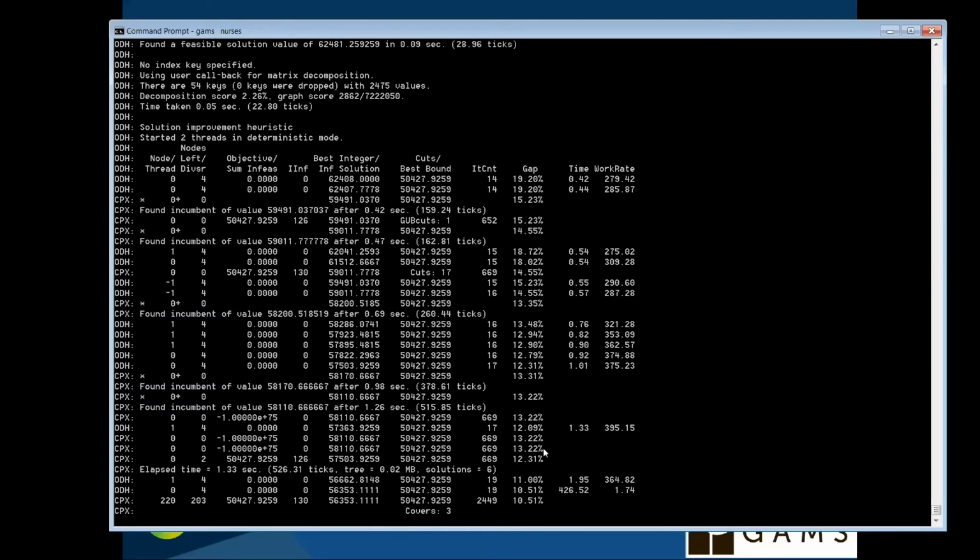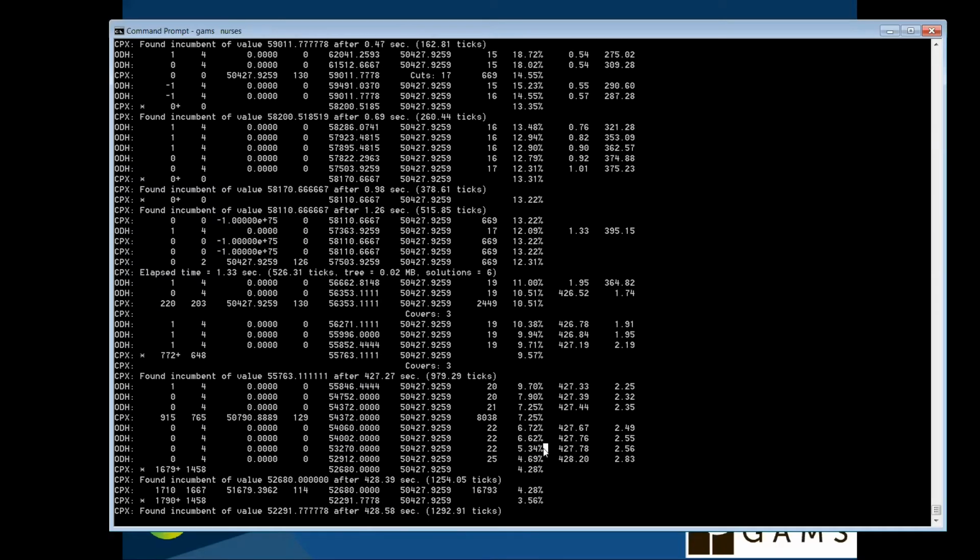And I'll just let the model run a bit more. And now we're into the branch and cut phase of CPLEX. The ODH phase is doing the same thing as it always does, but you can see that the CPLEX node numbers now are increasing beyond 0, and we've got a significant size of branch and bound left to look at.